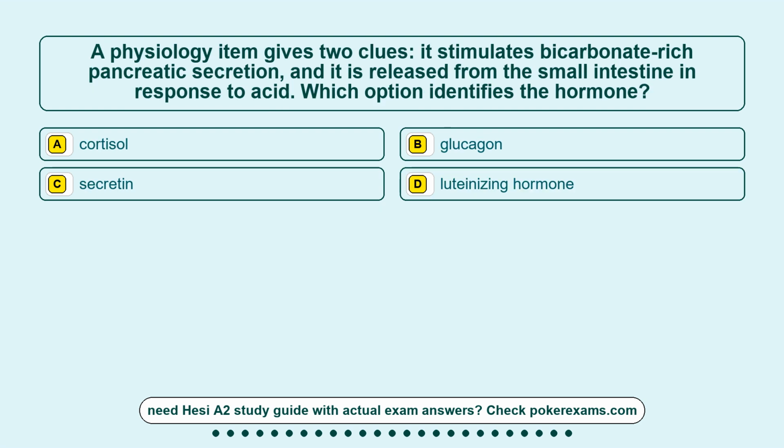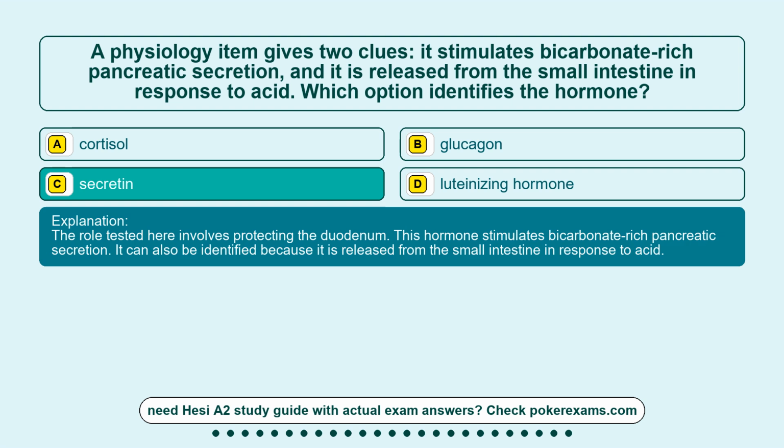Question 22. A physiology item gives two clues. It stimulates bicarbonate-rich pancreatic secretion, and it is released from the small intestine in response to acid. Which option identifies the hormone? Option A, cortisol. Option B, glucagon. Option C, secretin. Option D, luteinizing hormone. The correct answer is option C, secretin.